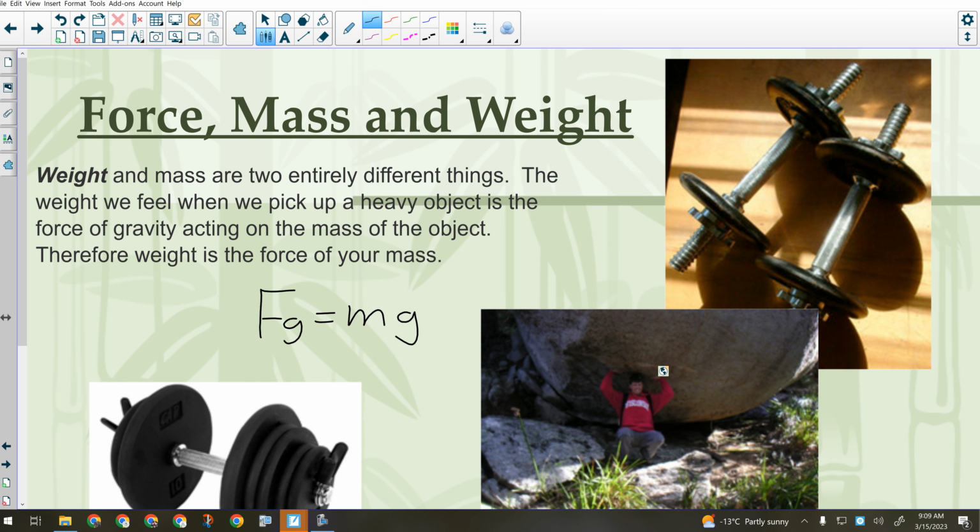Okay, so when I tell someone how much I weigh, I'm telling them how much force I would exert on them if I were to stand on their chest. Which is different than my mass. Mass and weight are very different. Because if I go to the moon, I'm going to have the same mass, but I'm going to weigh 1/6 of what I weigh here.